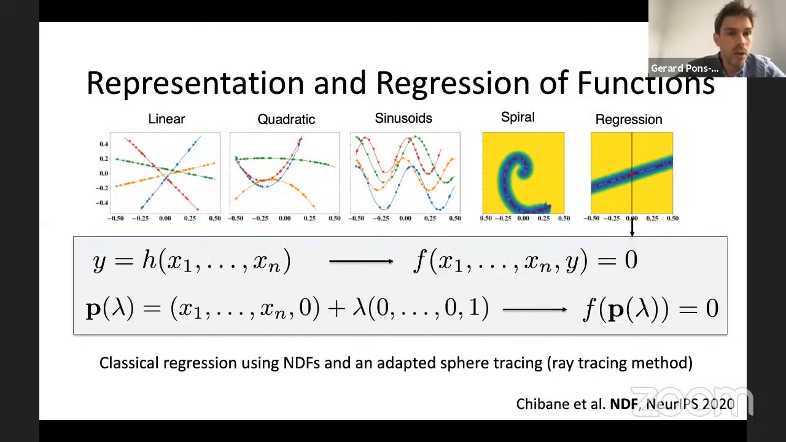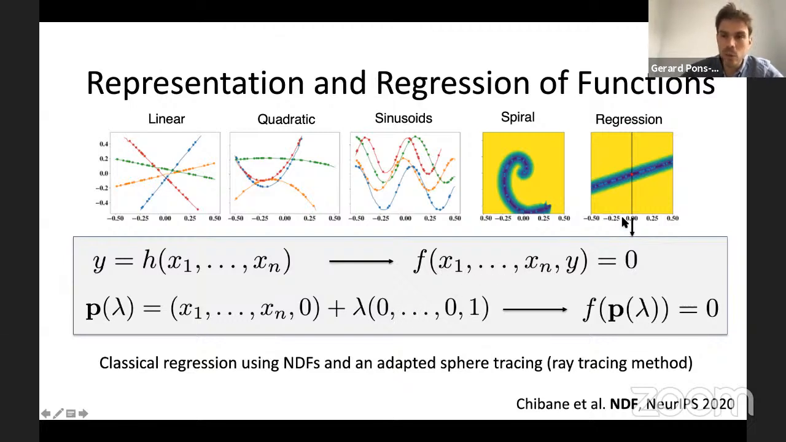So how do we model this regression with distance fields? Well, you typically have this regression problem, y as a function h of the dependent variables. And we can formulate this as a function f that for the points where you have data, x1 to xn, and y, in this case y given by this function h in explicit form, equals 0. Okay, so that's how we represent this implicitly.